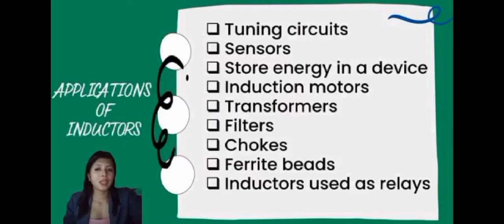Another thing, it can also be used in chokes. We already know that when AC current runs through inductors, the current flows in the opposite direction. The inductor then chokes the AC current flow while passing the DC current. This mechanism is utilized in the power source to convert the AC supply to DC.